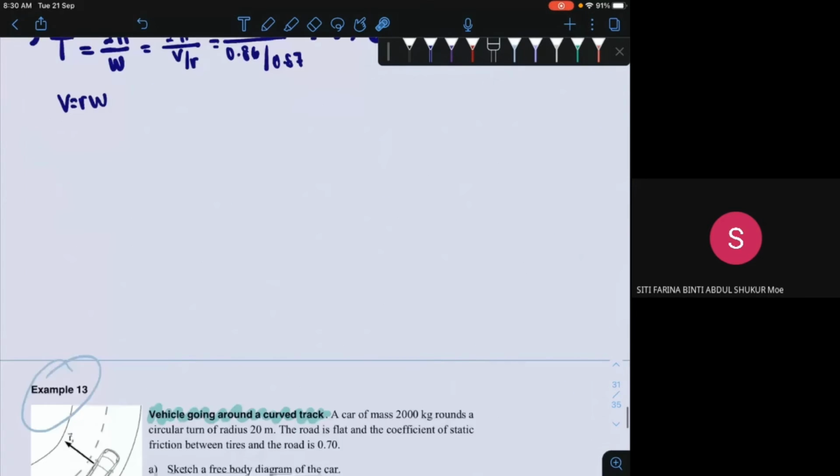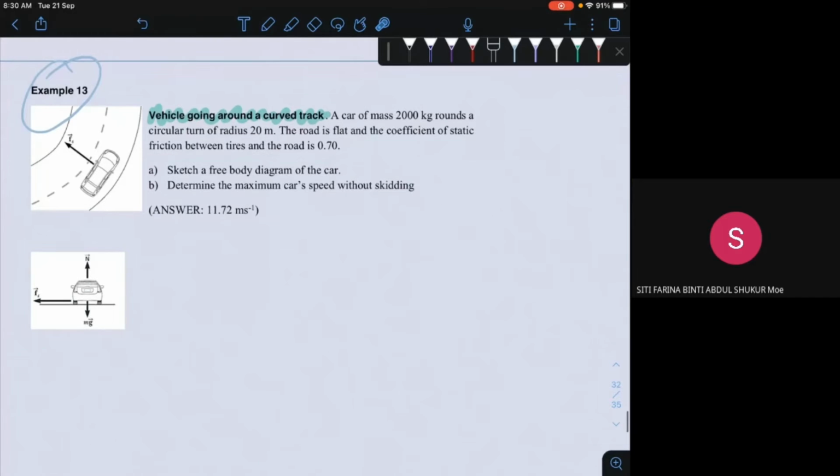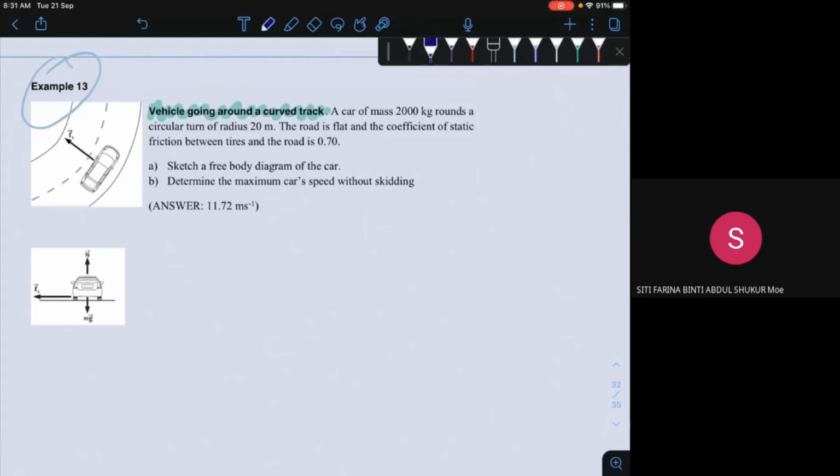Okay, next adalah example 13 here. 13 adalah vehicle going around a curved track. A car of mass 2000 kg rounds a circular turn of radius 20 meter. Walaupun dia bukan complete circle dekat sini, kita nampak dia tengah buat part of the curve yang contributes to the circular motion juga. And that curve mempunyai radius sebanyak 20 meter. The road is flat and the coefficient of the static friction between the tyre and the road is 0.7.